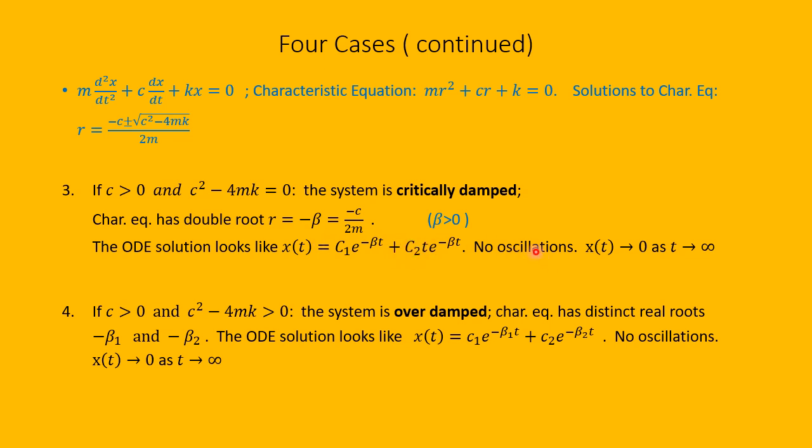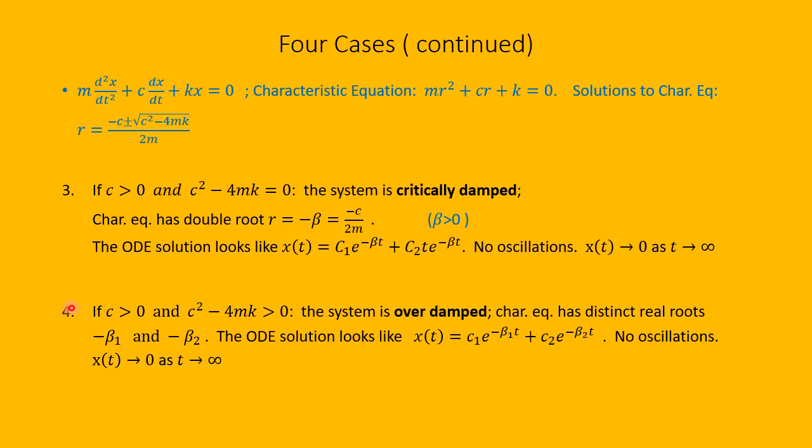This has no oscillations whatsoever, and x of t will go to 0 as t goes to infinity because of these exponential factors that basically decay, get closer and closer to zero as t goes to infinity.